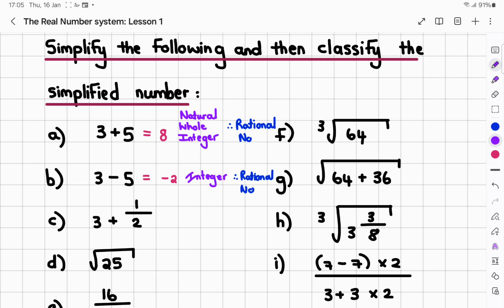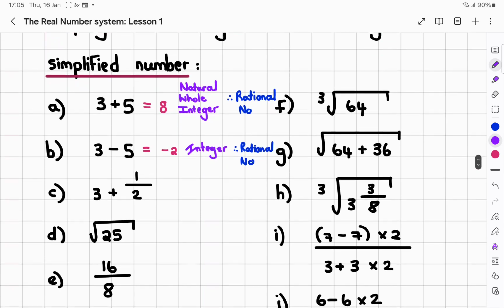So then we take it a step further. So 3 plus a half. If you had to simplify that, you can write it as a fraction. 7 over 2. Oh, sorry. Now I'm doubting myself. 7 divided by 2 is 3.5, which is 3 plus a half. There we go. All right.